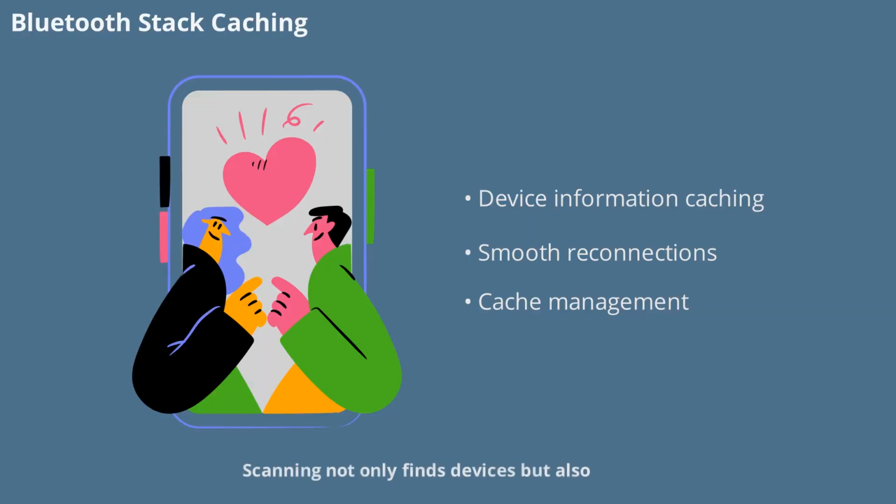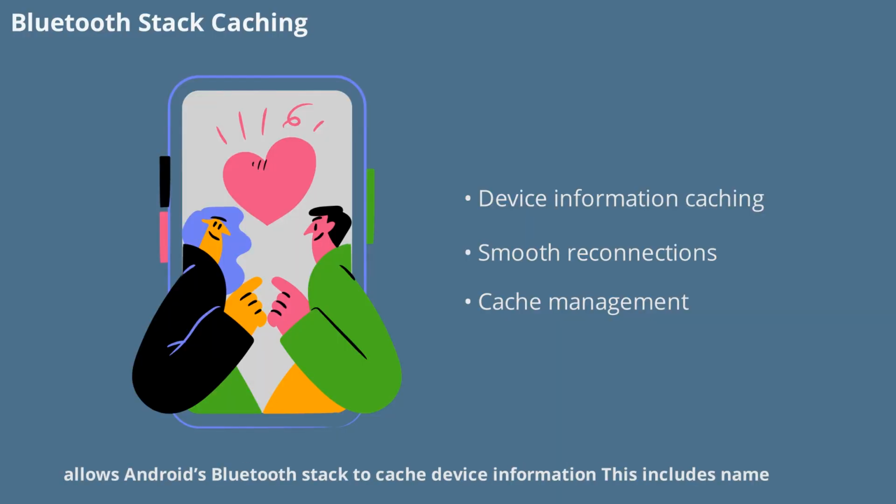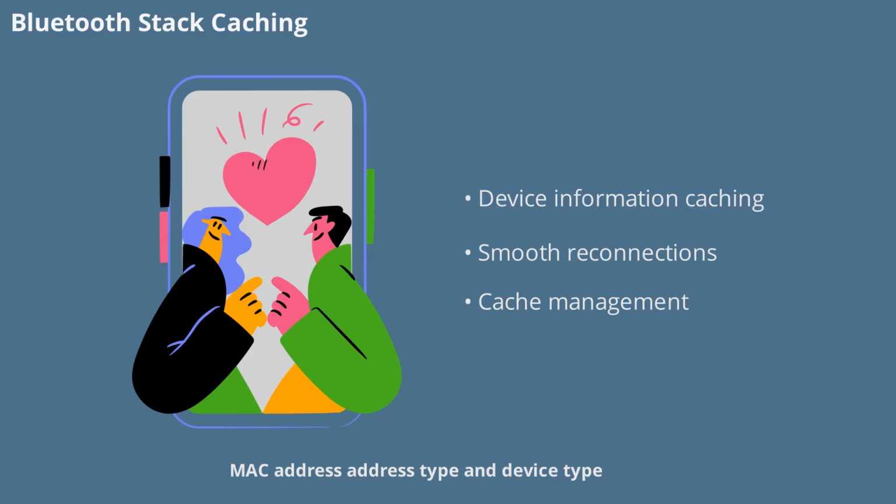Scanning not only finds devices but also allows Android's Bluetooth stack to cache device information. This includes name, MAC address, address type, and device type. Cached data is essential for successful connections, as Android relies on it when reconnecting. Each device gets a small file storing this information, making future connections smoother. However, cache management is crucial for reliability.